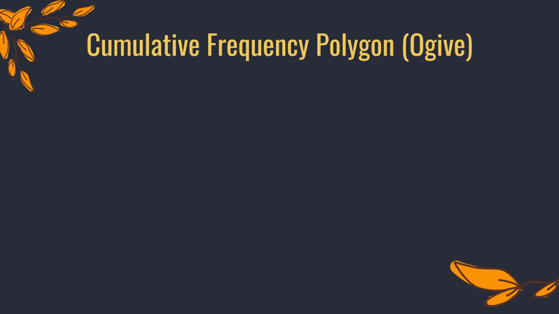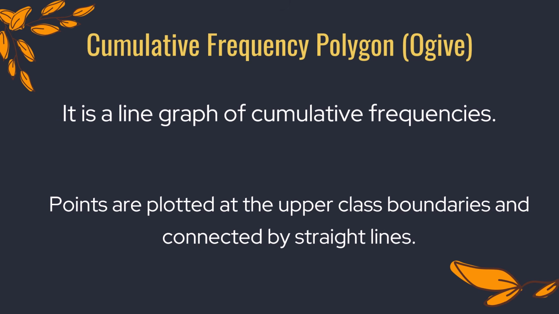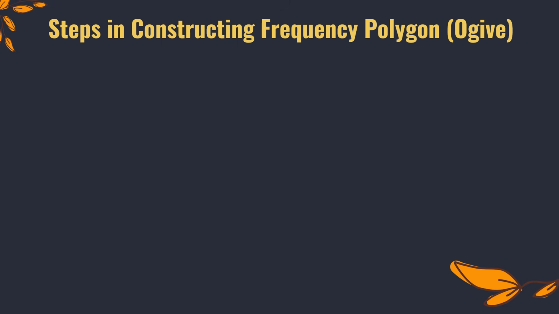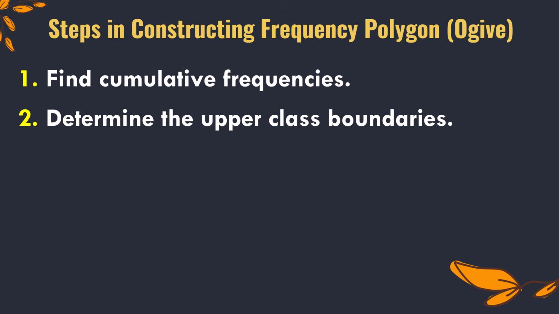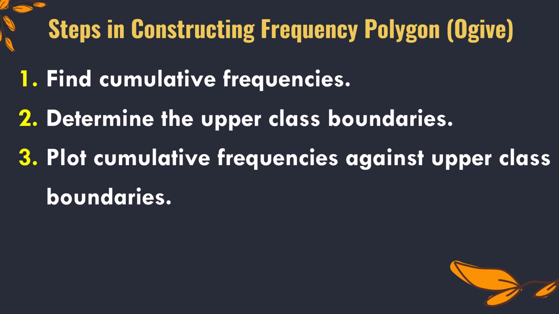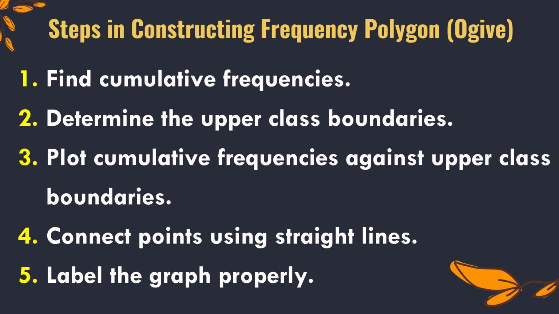The cumulative frequency polygon, or the ogive, is the line graph of cumulative frequencies. The points are plotted at the upper class boundaries, so we need to get the upper class boundaries and connect them by straight lines. What could be the different steps in constructing the frequency polygon or the ogive? First, find the cumulative frequency. Second, determine the upper class boundaries. Third, plot the cumulative frequency against the upper class boundaries. Fourth, connect the points using straight lines and label the graph properly.